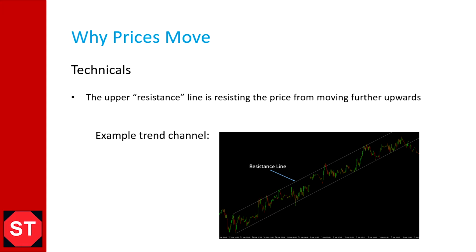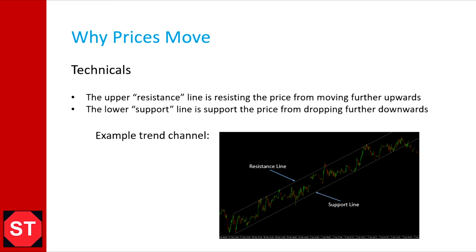Similarly, the lower trend line is known as the support line, and it tends to support the price from dropping further down. You'll often find that as a price heads downwards, it will bounce off a support line and start to head back up again. Here is an example of a pair of trend lines in a trending market, which is often referred to as a trend channel. You can see that as the price of the currency is trending upwards, it tends to bounce off the upper resistance line and head down, before hitting the lower support line and heading back up again.